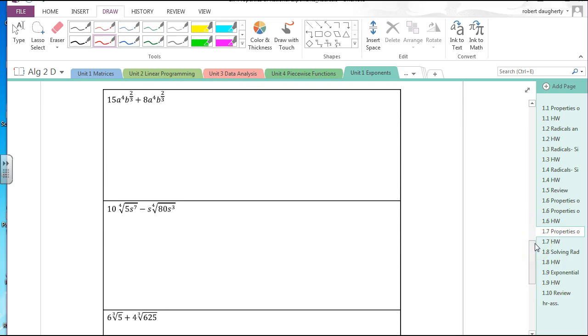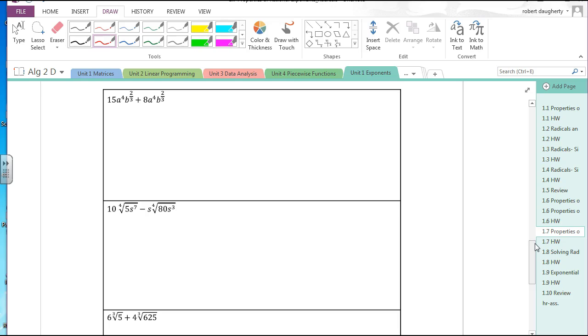Now we switch gears a little bit when we add and subtract. We can only add and subtract expressions with variables or square roots if the expressions are what? If the variables are the same. Or I can only add something square root of 2 to something square root of 2. I can't add square root of 2 plus square root of 3. I can add square root of 2 plus square root of 2. So the radical expressions have to be the same.